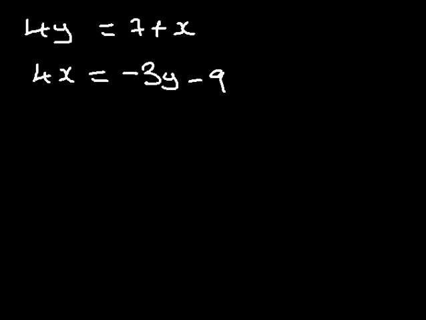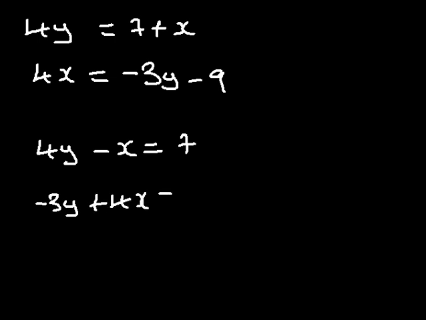first thing, we have to rearrange the equations in the sense that on the left hand side we should have the variables, and the constant on the right. So in this case we have 4y minus x, which is equal to 7. And also negative 3y plus 4x, which is equal to negative 9. So that's the typical arrangement I'm talking about.